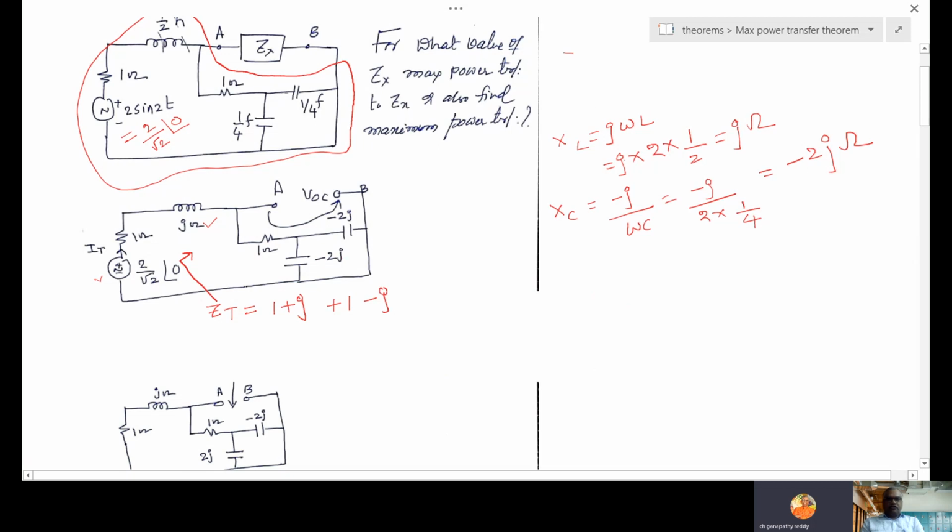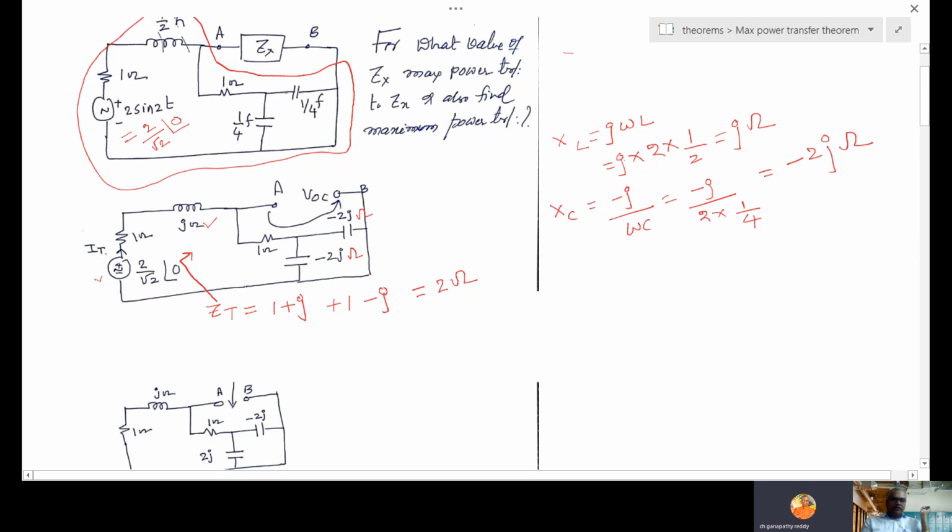So minus 2J ohms. Capacitors are in parallel, but the value is given in ohms. Right? So when values are available in ohms and they are in parallel, simplify similar to resistors in parallel. So the equivalent is minus J, plus J cancel, you will get 2.